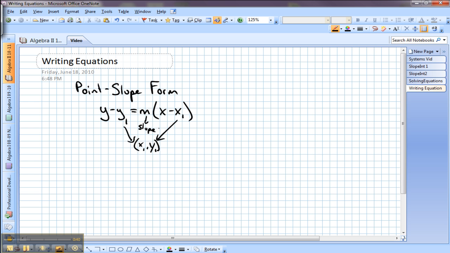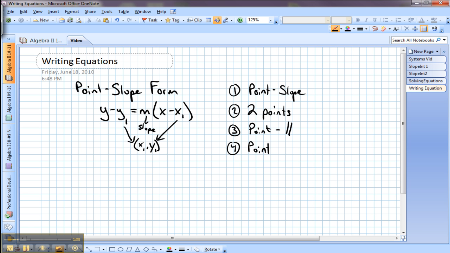We are going to look at writing equations with a couple different givens. First, we will look at given a point and a slope. Then we will look at 2 points. We will also look at a point and a line that is parallel, and we will look at a point and a line that is perpendicular.